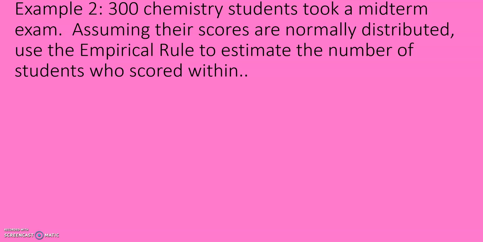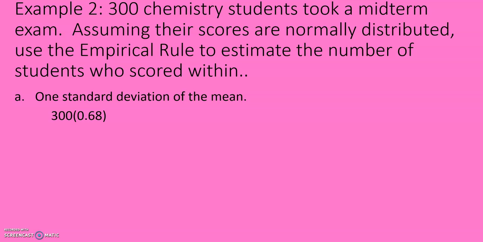Example 2. 300 chemistry students took a midterm exam. Assuming their scores are normally distributed, use the empirical rule to estimate the number of students who scored within 1 standard deviation of the mean. Remember, the empirical rule says 68% of those students score within 1 standard deviation of the mean. So we're going to multiply 300 times 0.68 and estimate that 204 students score within 1 standard deviation of the mean.